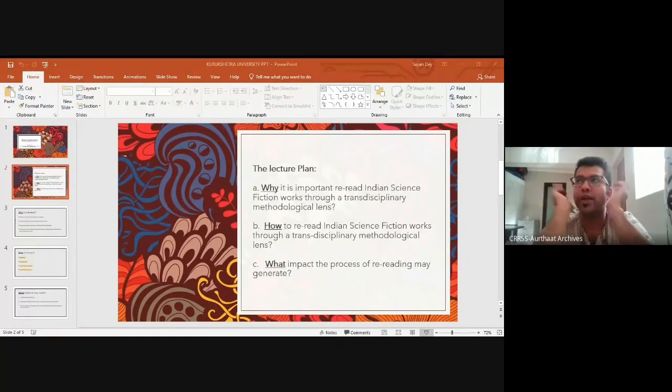As I shared in the very brief introduction of this workshop, I'm going to focus specifically on the aspect of methodology for science fiction in general and Indian science fiction in particular. My presentation would be around 40 to 45 minutes, and then obviously we can open up for questions, reflections, and discussions.